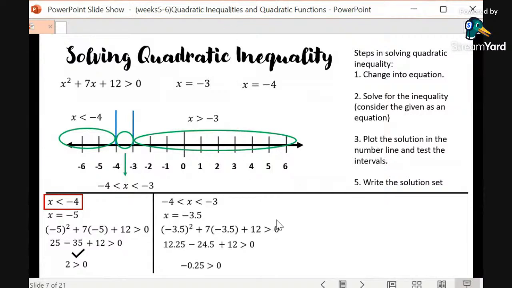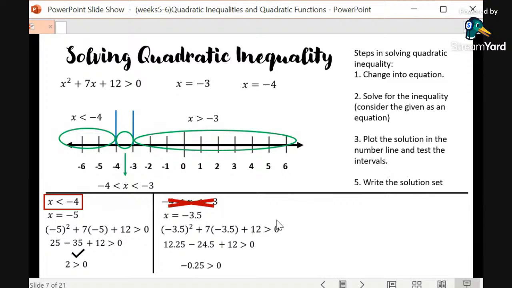Okay, no. Okay, good. Siyempre automatic no na yan kasi negative na yung given. Lahat ng negative ay mas mababa sa 0, di ba? So hindi pwedeng ang negative 0.25 ay greater than 0. So ibig sabihin, itong inequality na x is greater than -4 but less than -3, hindi siya solution. So mali. So yan po yung ginagawa natin ngayon.